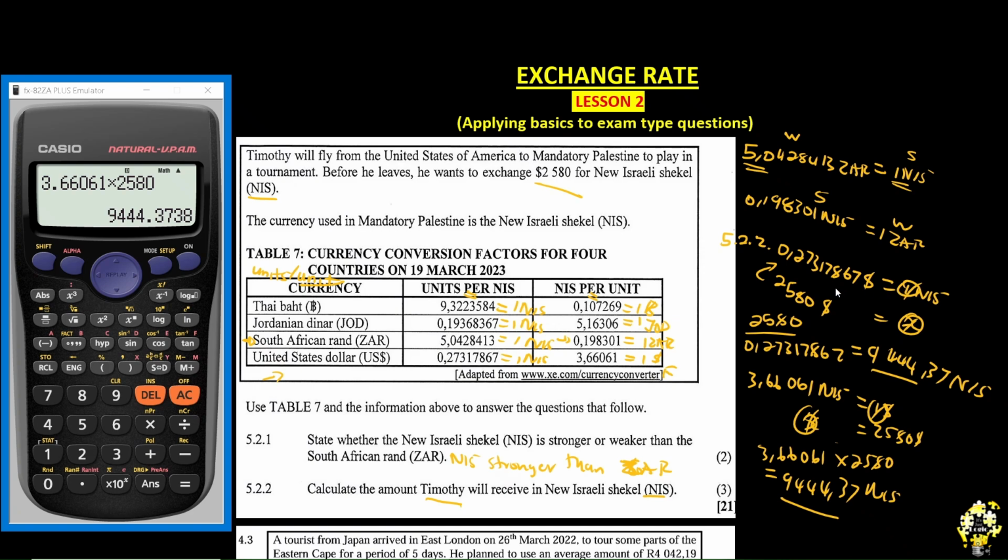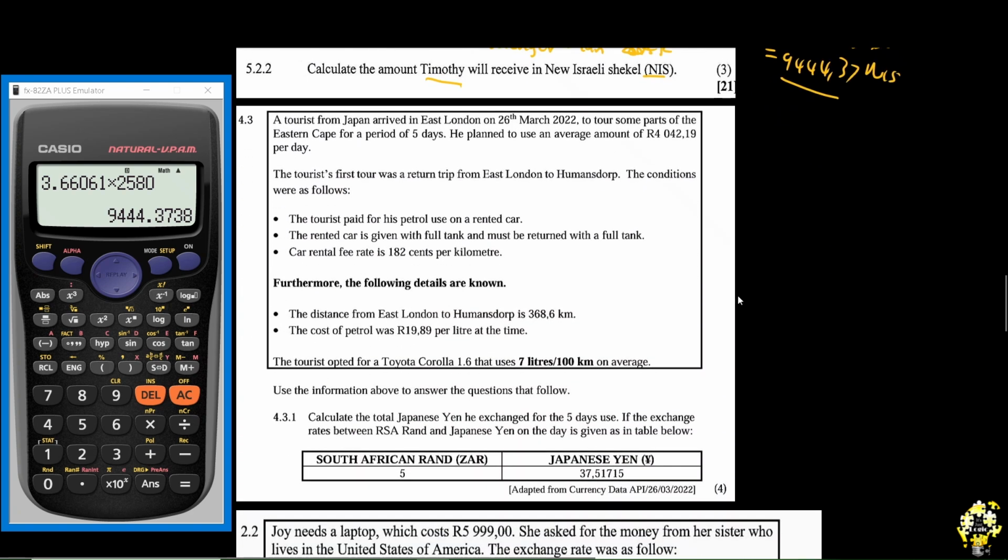Now, let's continue to the next question. So the next question says that a tourist from Japan arrived in East London on the 26th of March 2022 to tour some parts of the Eastern Cape for a period of 5 days.